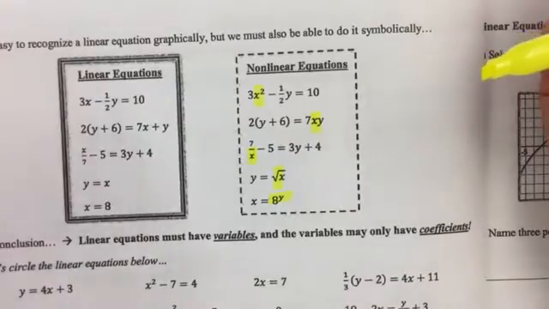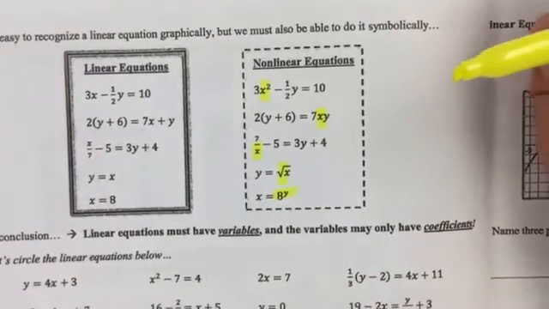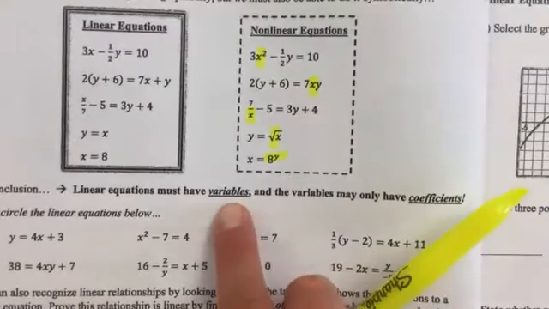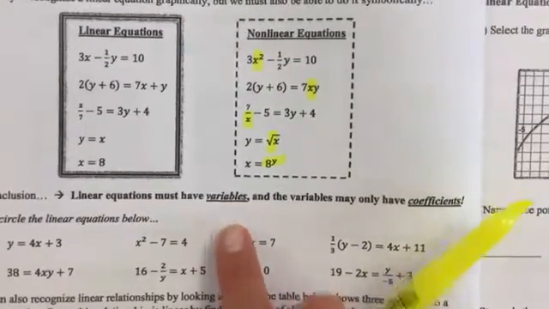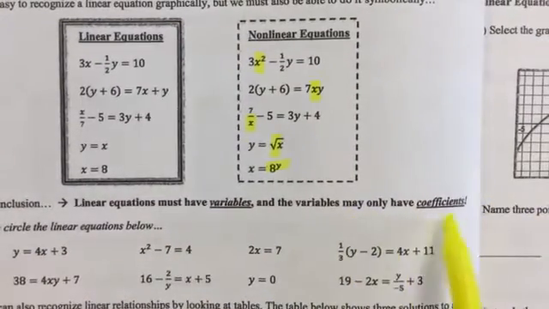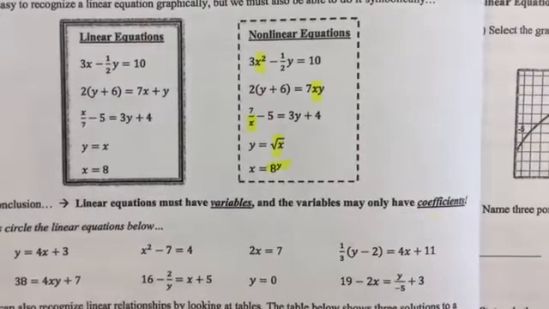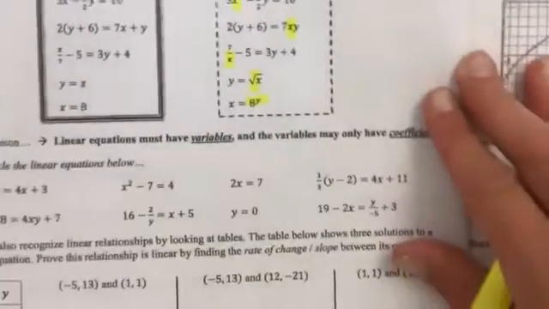Okay, so this is a good little reference for you. It says, in conclusion, linear equations must have variables. So there needs to be an x or y there, and the variables may only have coefficients. Coefficients is just a number. Okay, so they can have numbers in front of them, but that's it. So let's circle the linear equations below.